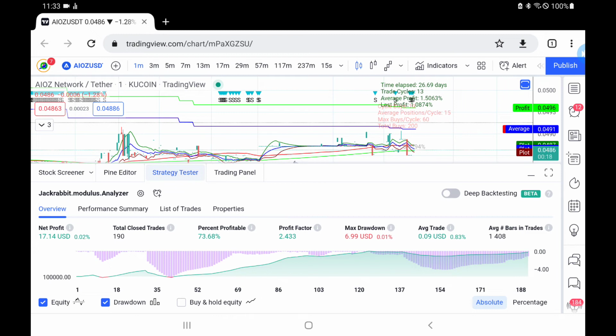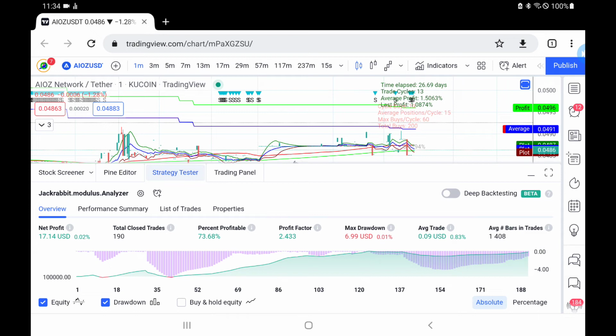Holy cow, look at this. 190 closed trades by TradingView's analysis. Now this is a weaker market cap coin. It has a much more aggressive market cycle, and it is a much more significant risk compared to other coins. But look at the profit level for what I am actually trading. That is just amazing. But this is a good coin.